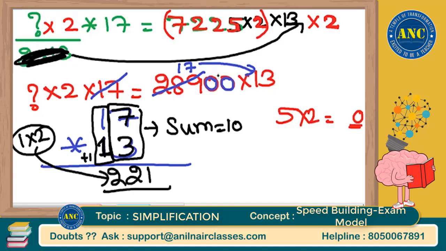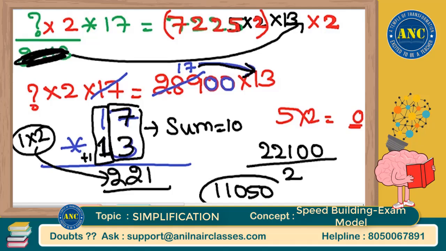Answer is 221 for this product. 17 into 13 is 221 followed by 2 zeros, divided by 2. Answer is 11050. Now, why did I multiply again by 2? That also I will explain to you, sir.